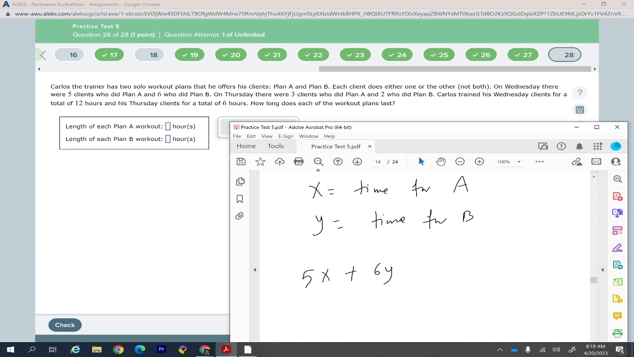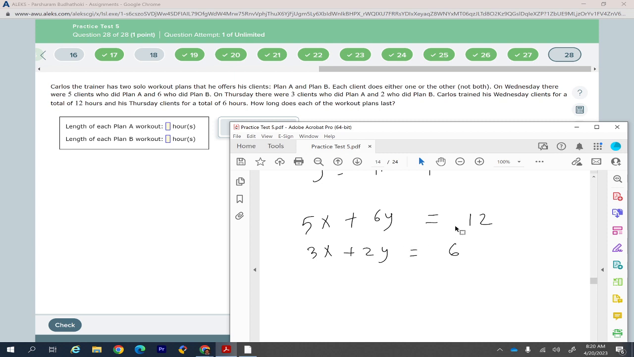So all together, on Wednesday there are 5 clients who did plan A and 6 clients who did plan B. On Thursday there were 3 clients who did plan A and 2 who did plan B. Carlos trained his Wednesday clients for a total of 12 hours. This is the total hours for Wednesday. And for Thursday, there were 3 clients who did plan A and 2 plan B. So 3x, 2y, and altogether Carlos spent 6 hours. So these are the system of equations you are planning to solve.